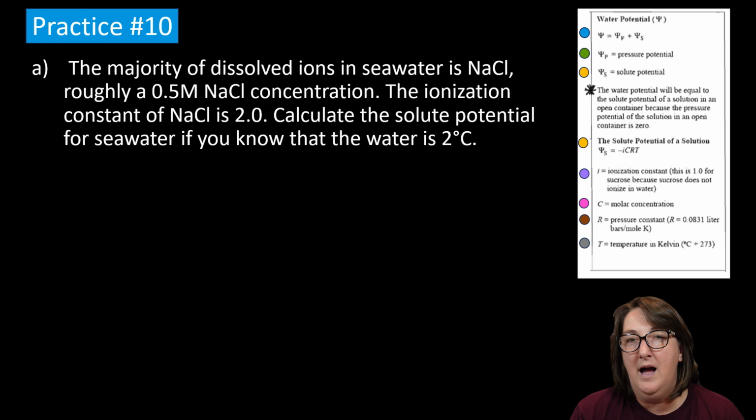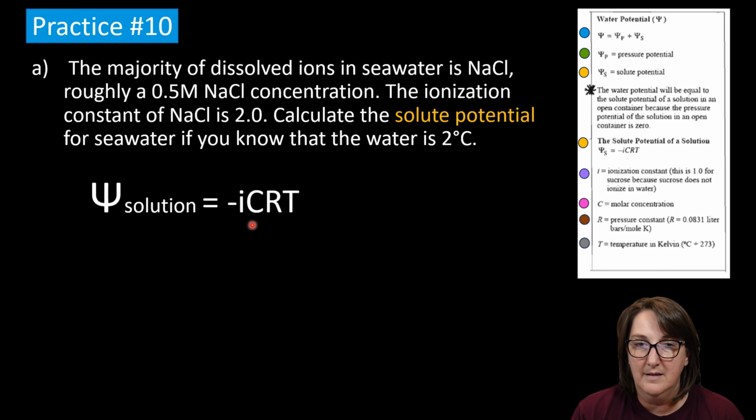All right, so let's look at A. The majority of dissolved ions in seawater is NaCl, roughly 0.5 molar salt concentration. The ionization constant of salt is 2. We know that already. Calculate the solute potential for seawater if you know that the water is 2 degrees Celsius. So what am I solving for? Solute potential. I have a formula for that, this one right here.